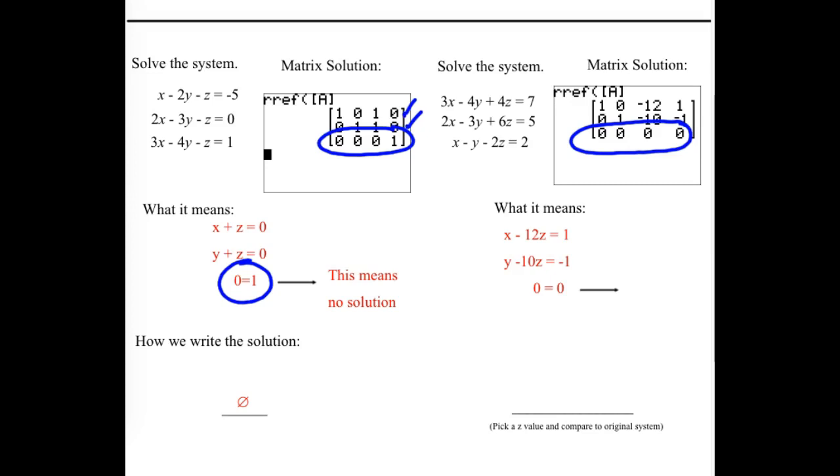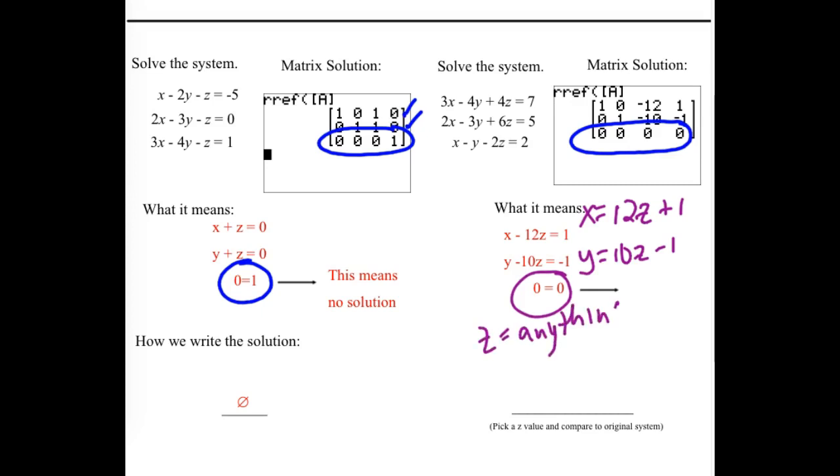Okay, so this top one, if I wanted to solve for x, I can just add the 12z to the other side. So I'm going to get an expression here, x equals 12z plus 1. My second row, if I were to solve it for y, I'd have to add the 10z to the other side. And the bottom row, what this tells me is that z can be anything. Okay? So how I'm going to write my solution is just with expressions in there.